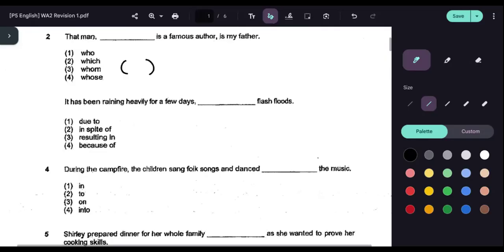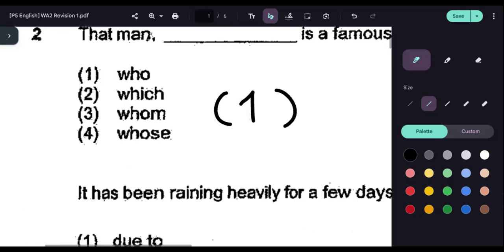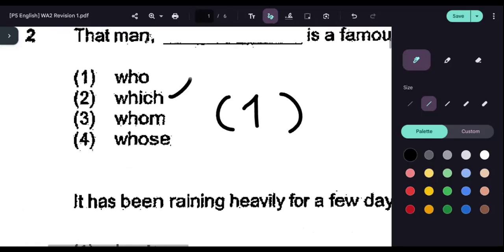That man blank is a famous author is my father. Okay, so that man who is a famous author. Which you will only use when it comes to objects.